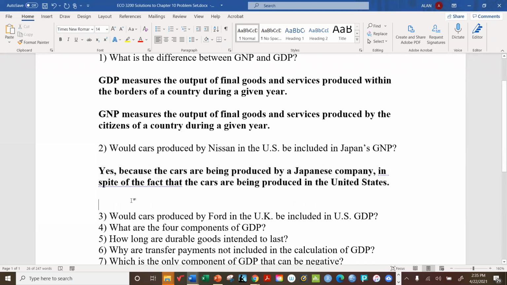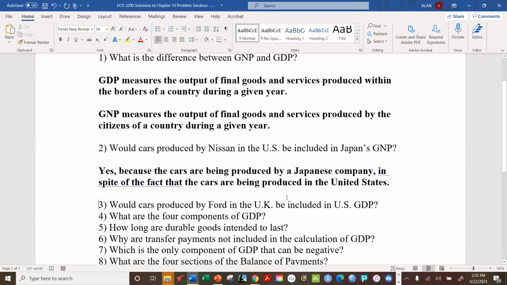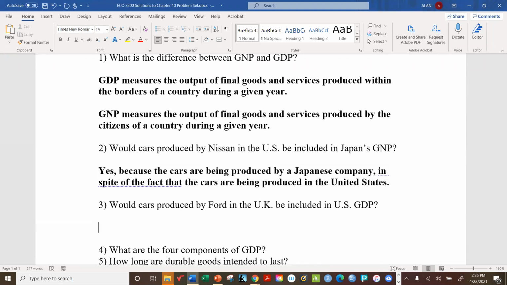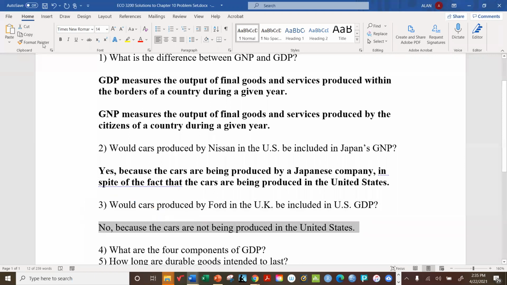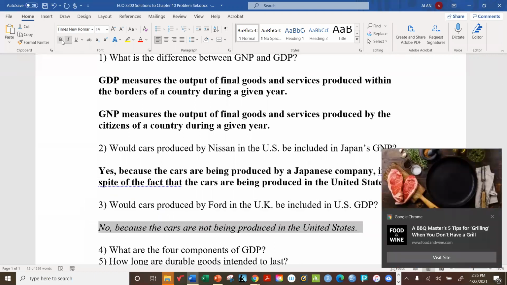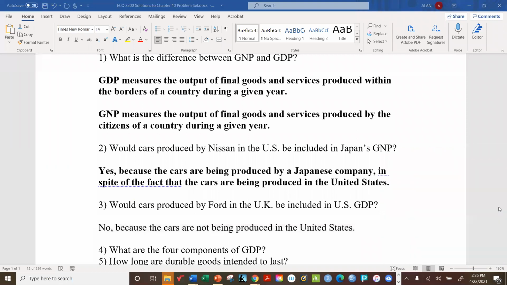On the other hand, how about Ford cars being produced in the UK? This is a no, because the cars are not being produced in the United States. Okay, so with GDP, remember, it's the location that really matters. It doesn't matter that it's an American company. The fact that the cars are being produced in England means that they're not getting counted in the United States GDP.